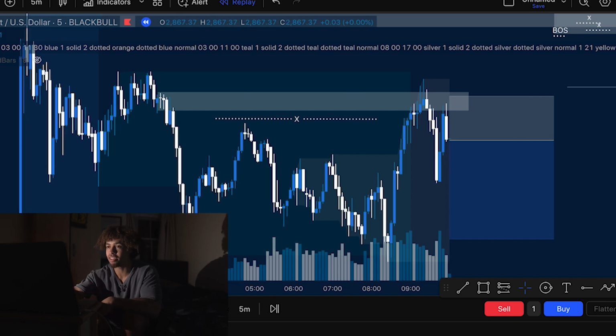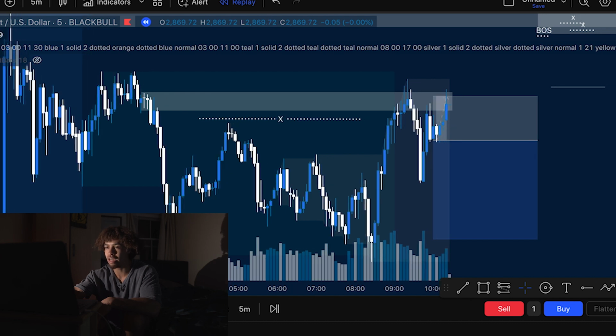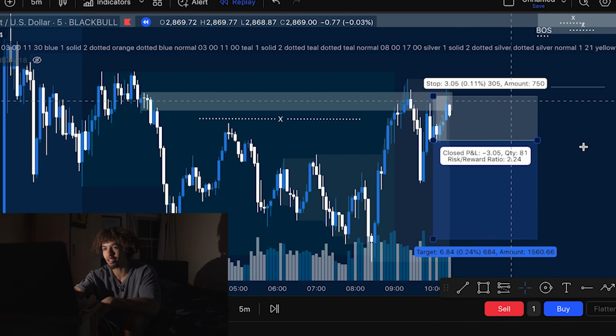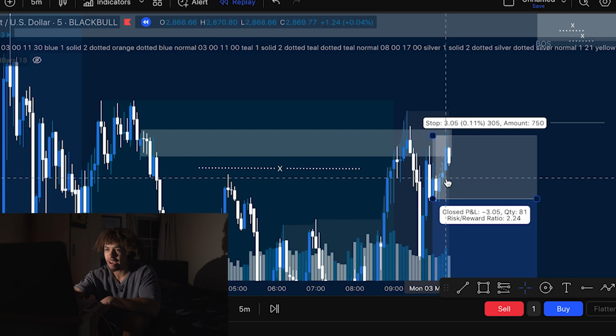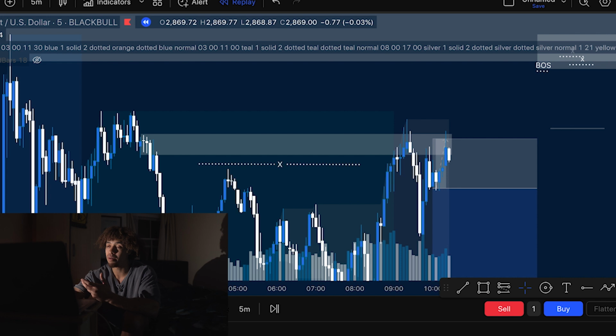If we replay it, you can see price did not want to break that level. I entered early, stupidly, and my stop loss got hit. The reason I entered here was that my stop loss was covered, so 30 pips kind of worked. However, in hindsight, one thing I could have improved on was waiting for candle closure for further confirmation. But it is what it is.